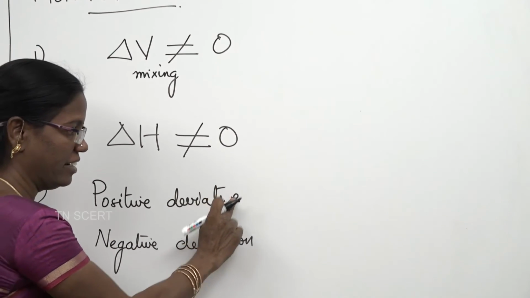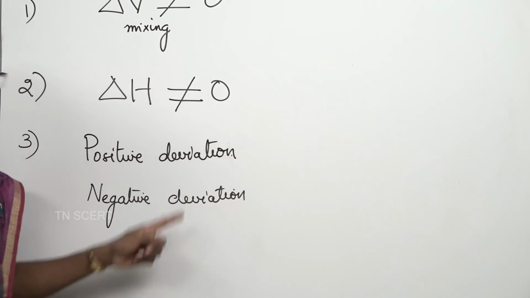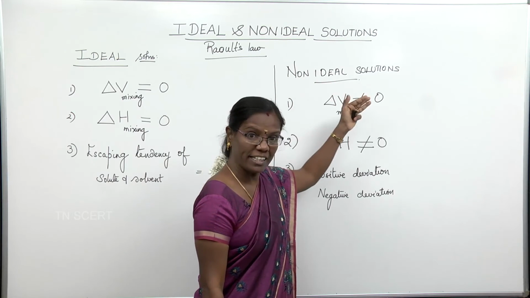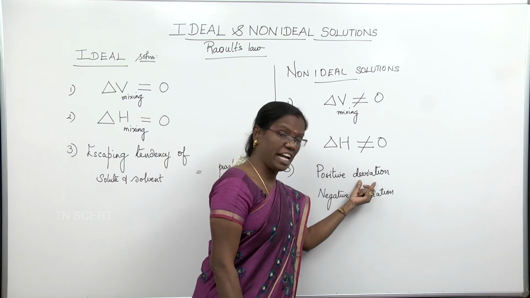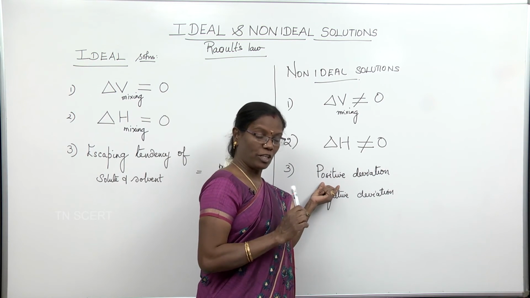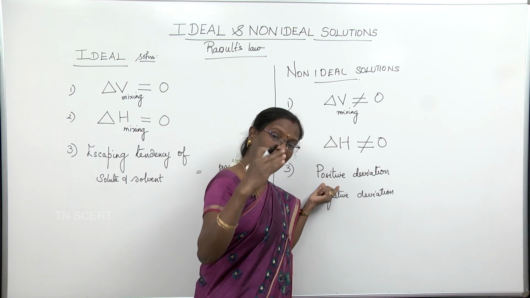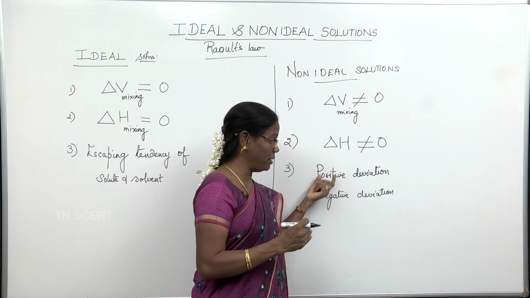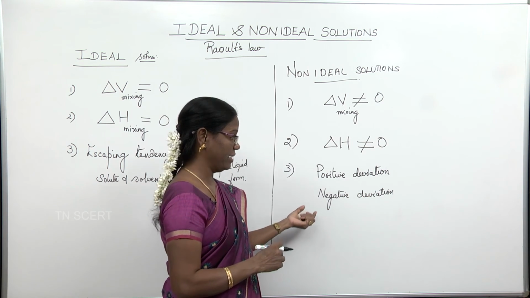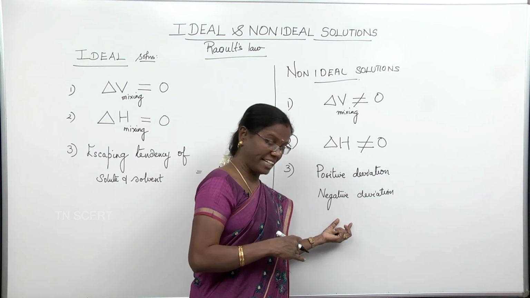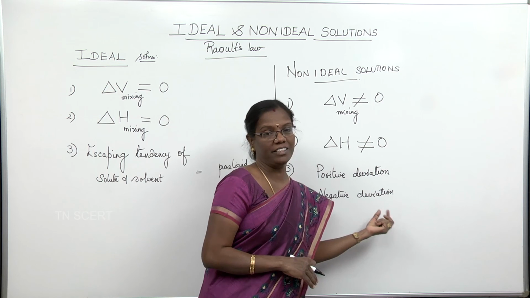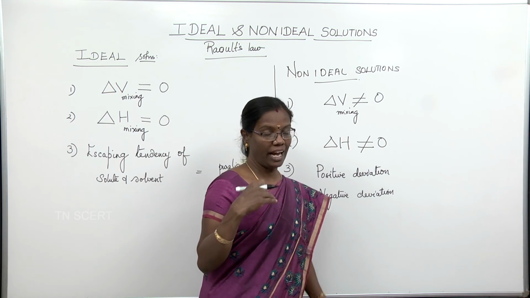Deviation means deviating from the ideal behavior. These non-ideal solutions will deviate from the ideal behavior positively. Positively means their deviation will be greater. Then it is said to be positive deviation from the ideal behavior. If the deviation is lesser from the normal, then it is said to be negative deviation from the ideal behavior.